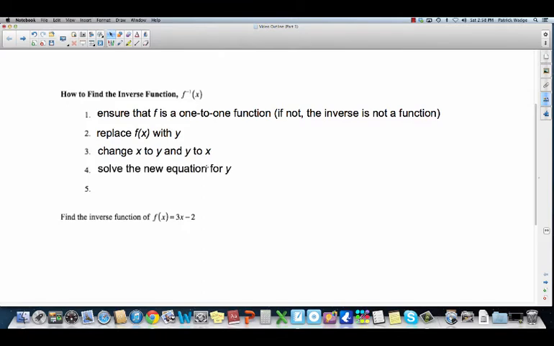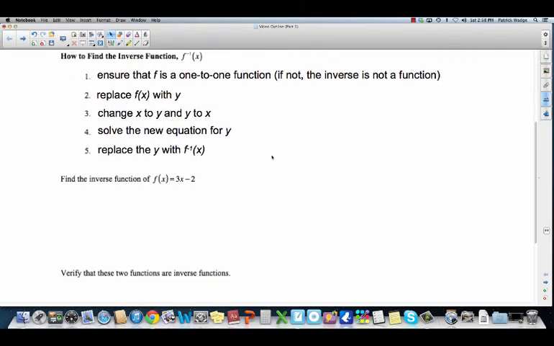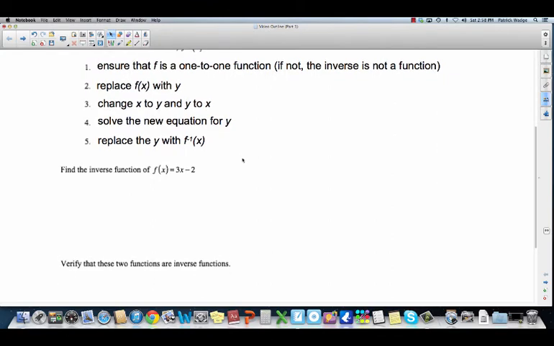Step 4, solve the new equation for y, and step 5, replace the y with f inverse of x. Okay, quickly, or not quickly if you don't want to, stop the video and write it down. Take as long as you want, and then start her up again and we'll do a couple examples. Welcome back. Here we go.